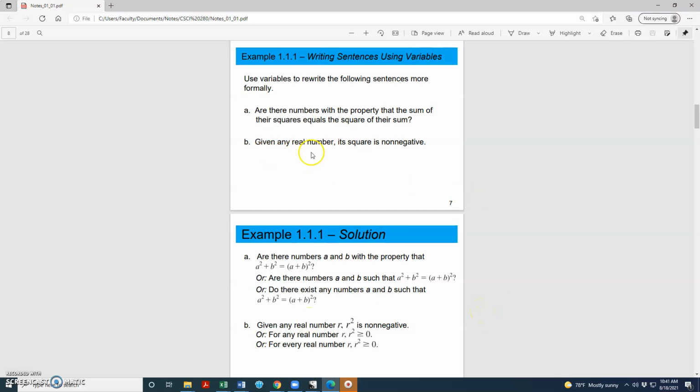Similarly, given any real number, its square is non-negative. You'll notice that non-negative we could either write in English or write as greater than or equal to 0. And again, we could phrase it: given any real number r, for any real number r, for every real number r. So right now, what we want to know is that all of these things are different ways to phrase the exact same idea.